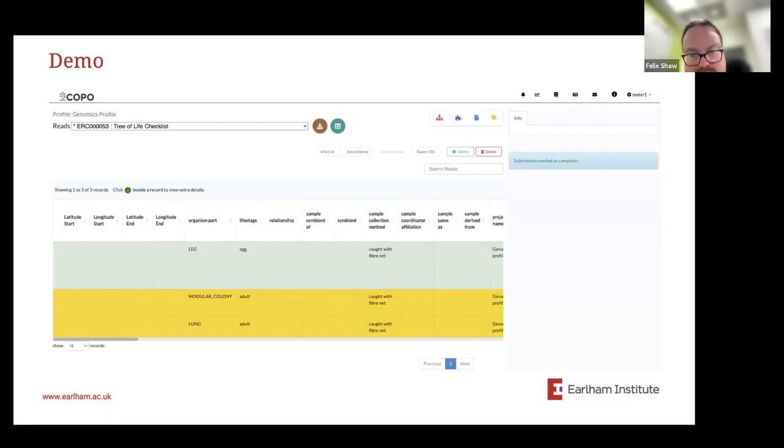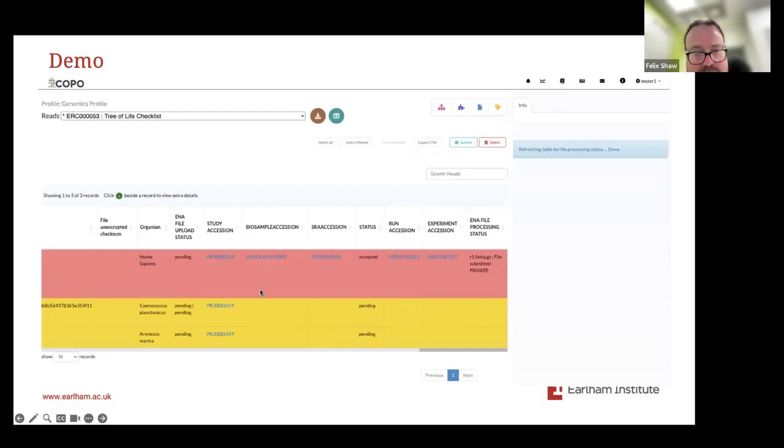And it takes a little while, so it will compile all of the sample metadata into the required formats for whichever repository it's going to, in this case ENA, and make the submission for you. And then we can see we have the accessions here. So this is like the PRJ accession, which is the main accession for ENA. And then you can go away and you can do your publication and quote this.